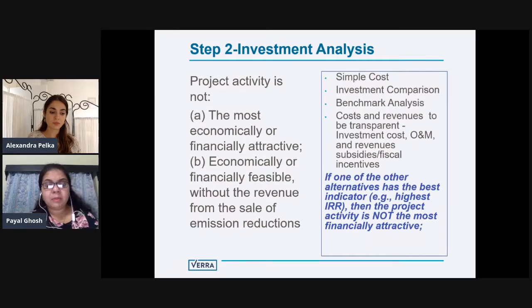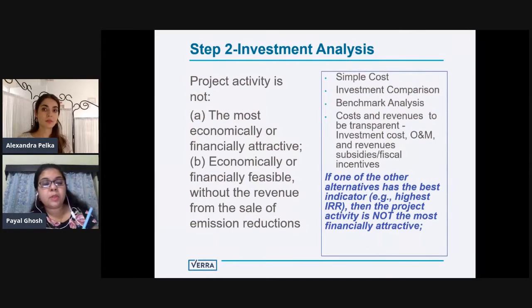Or in the investment comparison analysis, you could also have the levelized cost of electricity generation between, for example, a coal power plant versus a more energy efficient combined cycle power plant. So these are the kinds of different scenarios that you could have. But what is most essential is that the cost and the revenue should be transparently provided in the Excel sheets or any other tool that the project proponent is using.